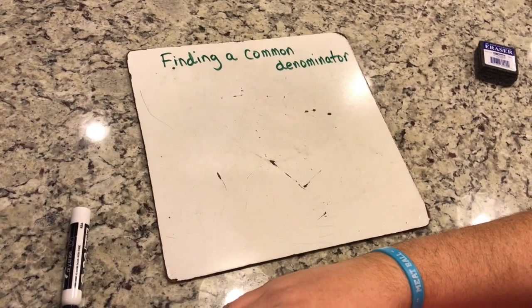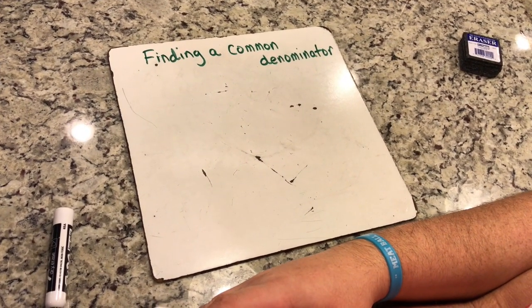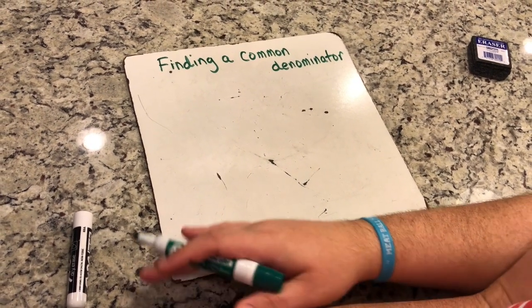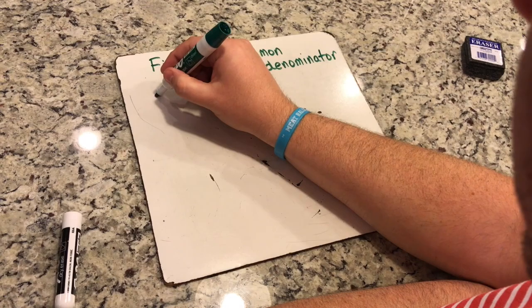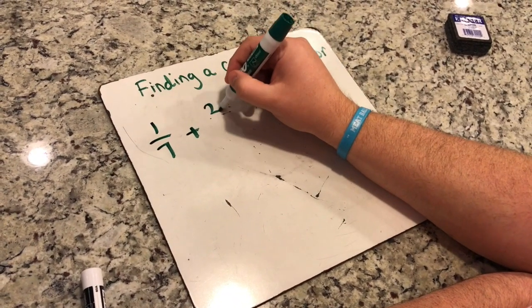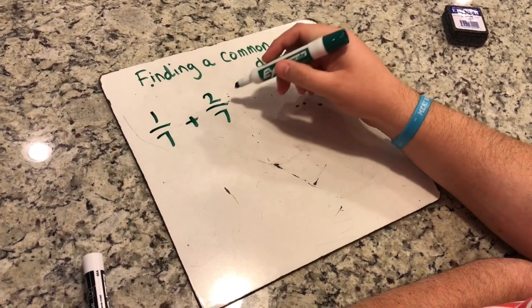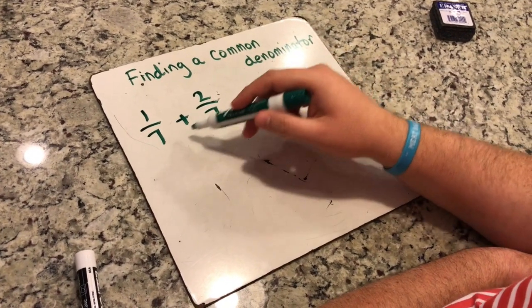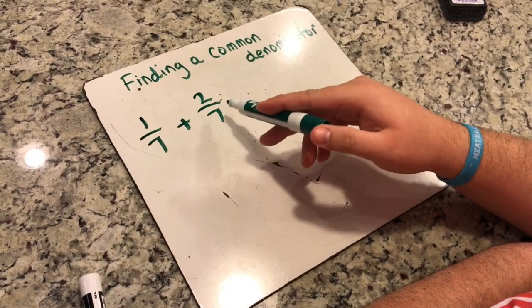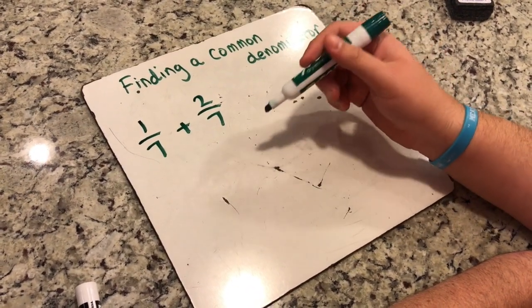All right, the first thing that we're going to do is try to find the common denominator. Finding the common denominator is something you have to do when you work with fractions. Now, if you have a problem like this that says 1/7 plus 2/7, the denominator is the number on the bottom. They're the same. You can see 7 and 7. So when they're the same, that means you can go ahead and add them.